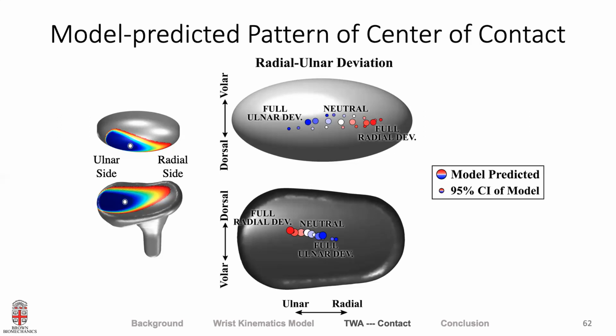Similar to flexion extension, we used the same technique to evaluate the radial ulnar deviation movement and the center of contact. And as you see, the movement on the radial component is minimal, and the pattern in general has a narrower confidence interval, which shows that for radial ulnar deviation, the movement on the radial component is minimal and it's mostly contact at one point.